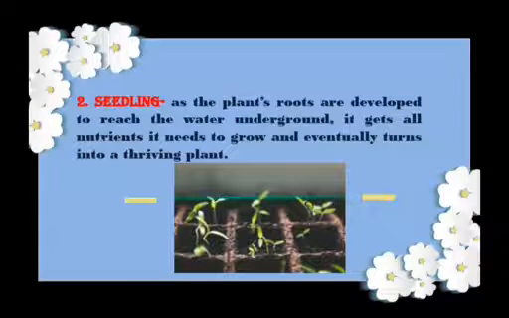And then, next, we have the seedling. As the plant's roots develop to reach the water underground, it gains all the nutrients it needs to grow and eventually turns into a thriving plant. So, dito naman sa seedling, typically, the blue light is affected during this stage of the plant growth. Pag sinabi nating blue light, this encourages the growth in the vegetative stage of the plant. Sa seedling, kapag yung ugat ng halaman ay na-develop na to reach the water underground, nakukuha niya yung mga nutrients na kailangan to grow.